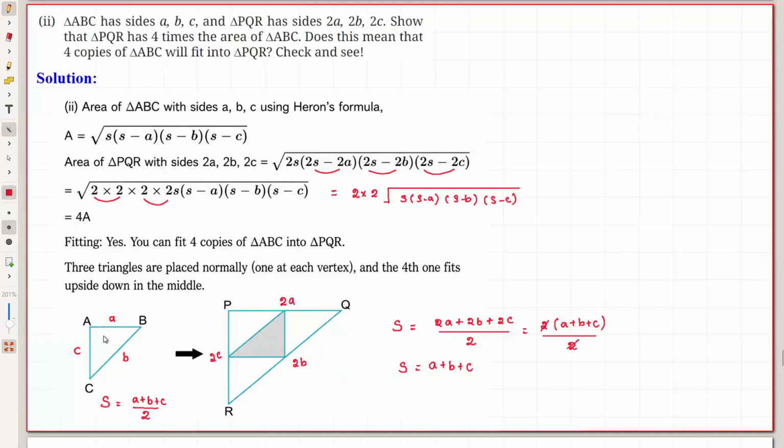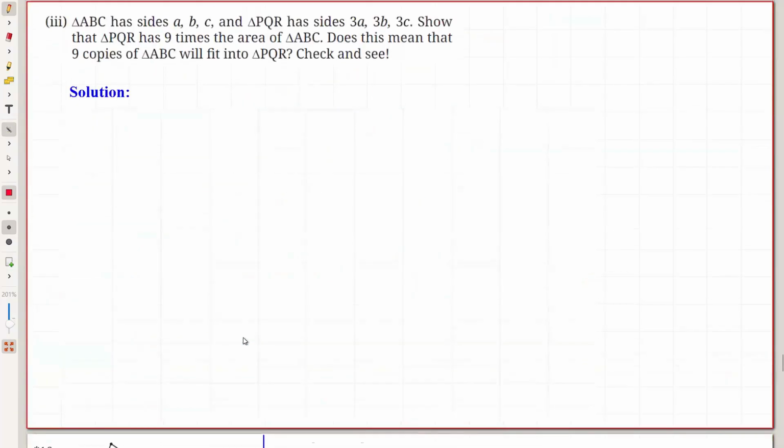We can just take this triangle and you can fit exactly 4 times. Now this is 1, 2, 3, 4 times triangle. We can just fit into the PQR triangle. Now the third one.